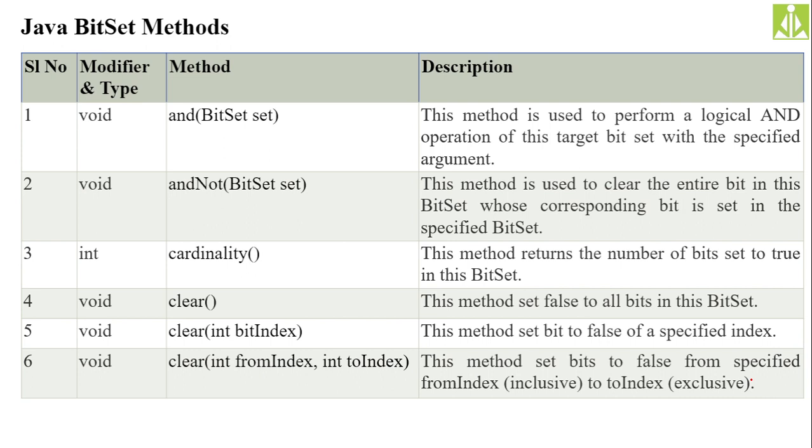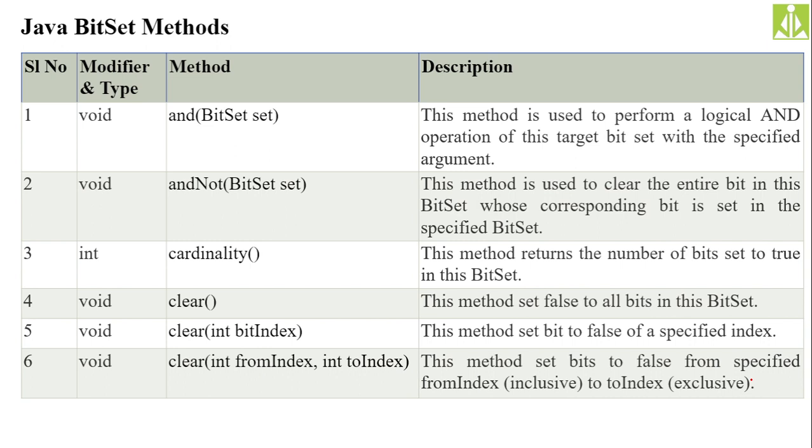The next thing, we have different types of methods, the prototype and the description I have given over here. The first methods are andNot, cardinality, clear, clear with some parameters. These are not the only methods. We have a long listing of methods, but I have taken only 6 over here for your understanding. For the complete reference of this BitSet class, you can go to the Java docs.